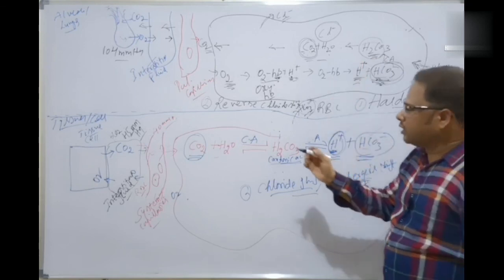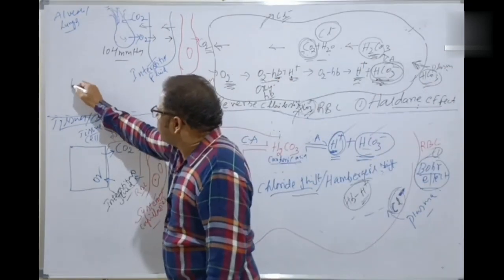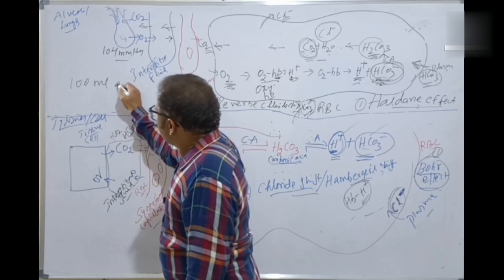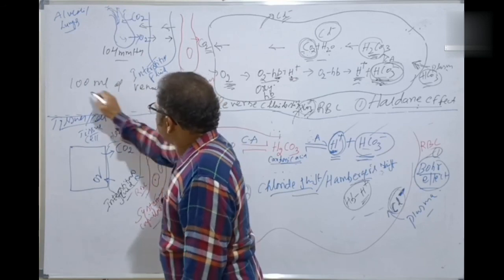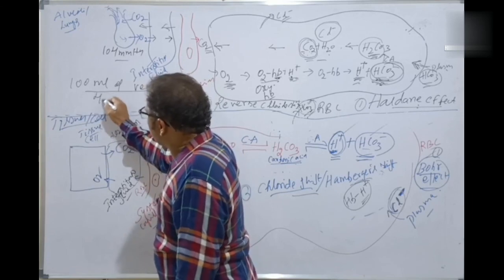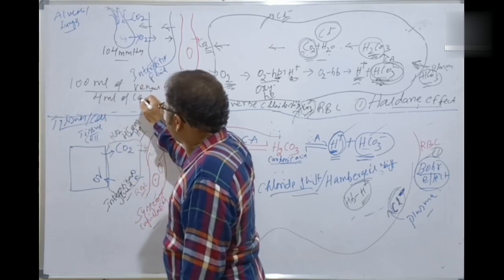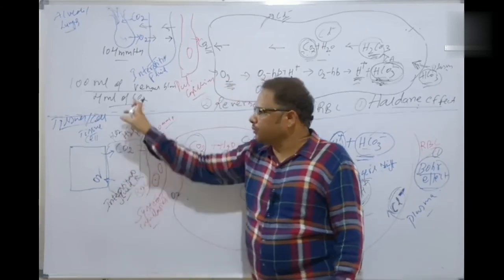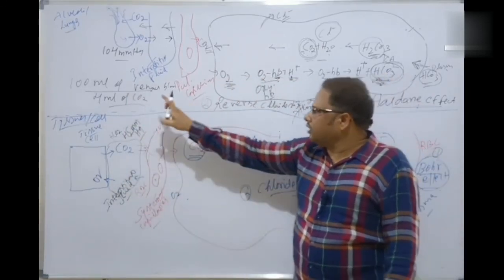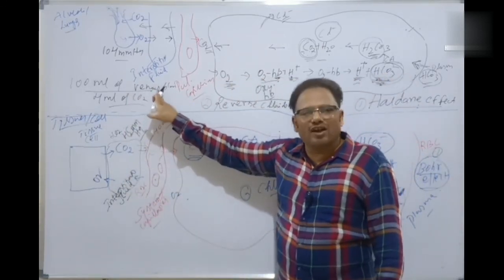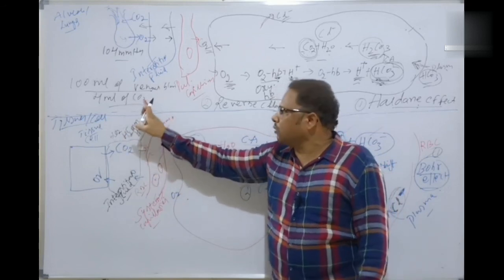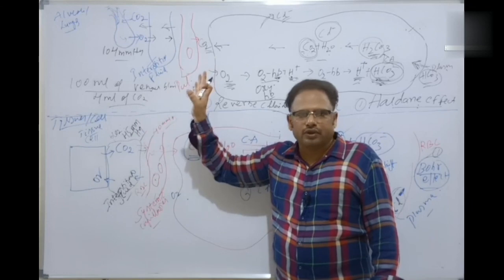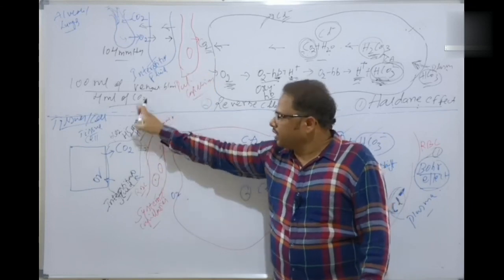In this way, every 100 ml of deoxygenated blood or venous blood delivers approximately 4 ml of carbon dioxide to the alveoli. It's a standard point, a very important point. So that is the standard value here. Okay, students.